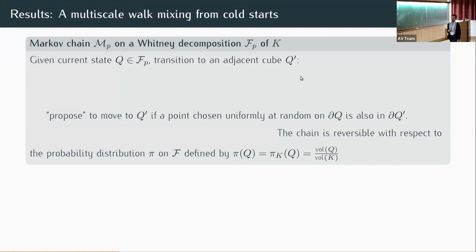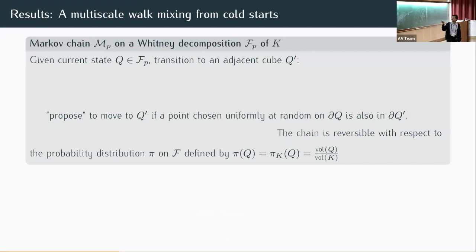Because in the end we want to sample from the body, so the Markov chain has to be something like this. This is a Metropolis filter version of it. We have a current state, so our states will now be cubes, and each cube should have a weight that is proportional to its volume. So what should we do?